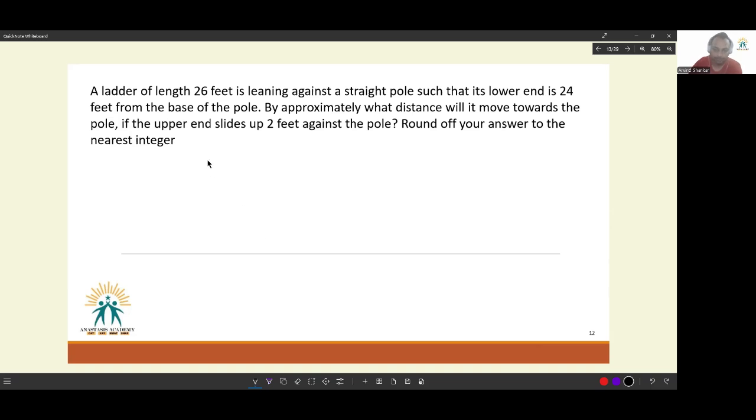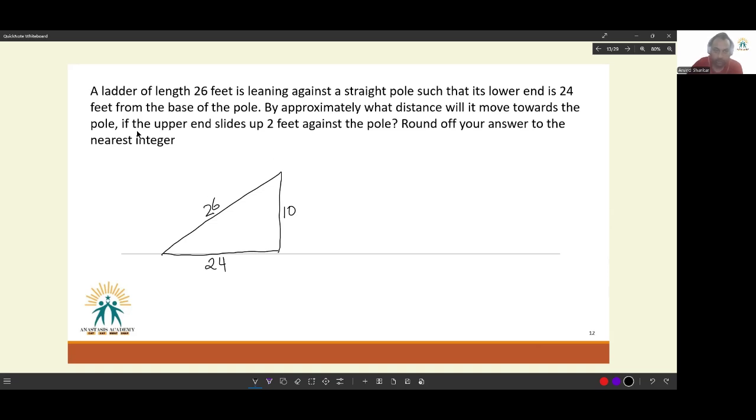Next, a ladder of length 26 feet is leaning against a straight pole such that the lower end is 24 feet from the base of it. This is 26. This is 24. Now, familiarity with Pythagorean triplets is something that you cannot afford to miss. Familiarity with Pythagorean triplets is extremely important. So 26, 24, the third side should instantly come to you: 10. This is the 5, 12, 13 Pythagorean triplet.